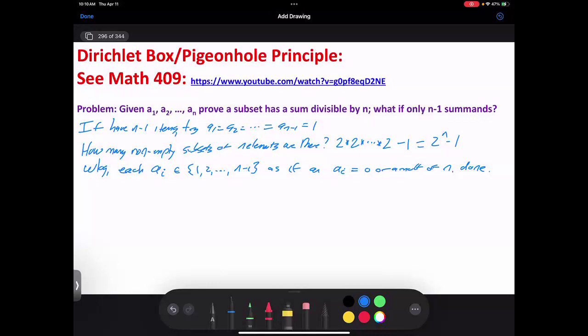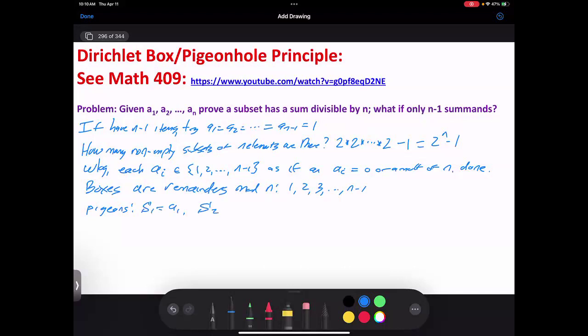The remainders. So our boxes are the remainders mod n. So we have 1, 2, 3, ..., n minus 1. The pigeons, that's the hard part. We have 2 to the n minus 1 possible subsets. I need to just choose a subset with n elements because I have n minus 1 boxes. I need n pigeons. So a really good choice of subsets is let's let S1 be A1.